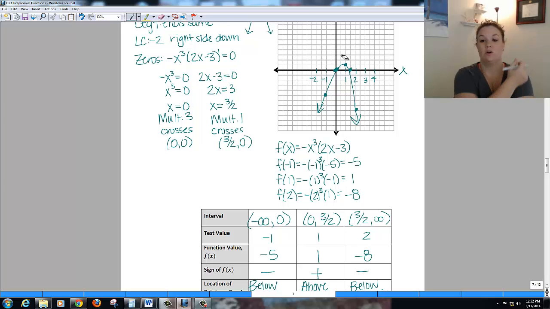Okay, so notice, just like we said before, it's crossing at 0, 0, it's crossing at 3/2. The end behavior said both sides go down. They do go down, and they're both going the same direction. Okay, let's look at another one.